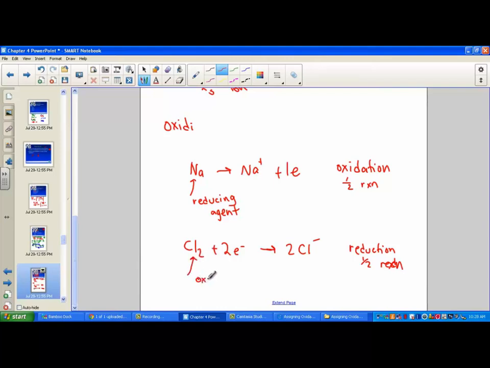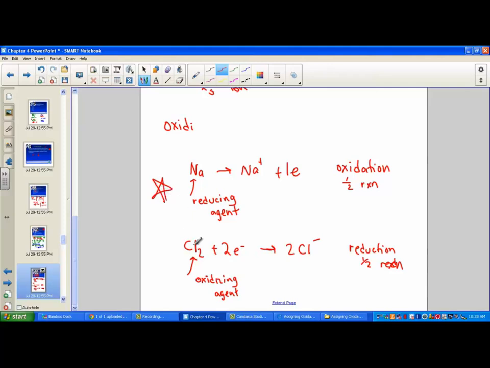However, chlorine is now going to be called the oxidizing agent. Chlorine forced sodium to be oxidized. Sodium forced chlorine to be reduced. So it's really just a matter of flipping the word when you add the word agent. If you're asked to find the reducing agent, it's another way of asking you, what was oxidized? If you're asked to find the oxidizing agent, it's just another way to ask you, what was reduced?